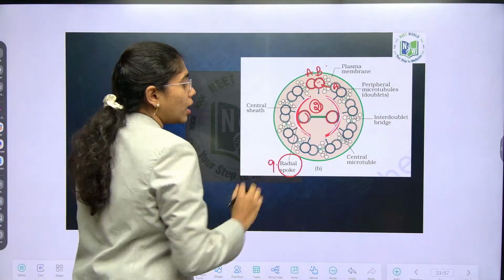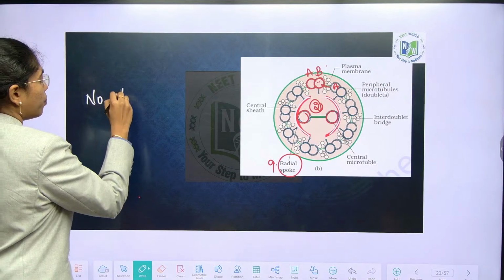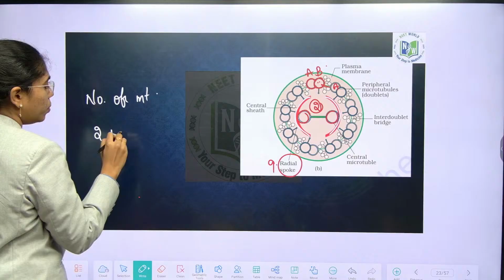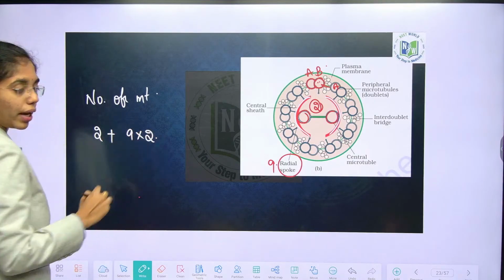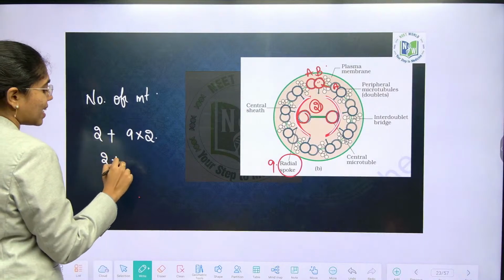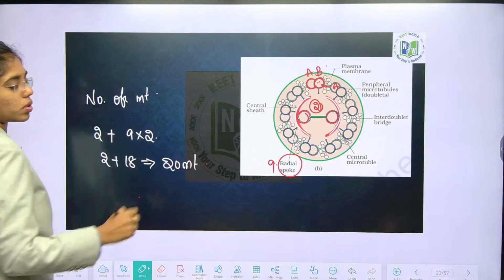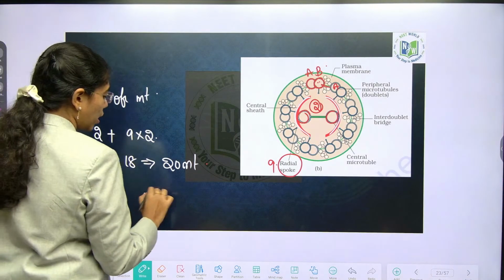So in total, how many microtubules are present? Central microtubules are 2 plus 9 radial spokes. Each radial spoke has 2 microtubules. So 2 plus 18, in total it is 20 microtubules. Okay, and what is the protein that is present here? Tubulin.